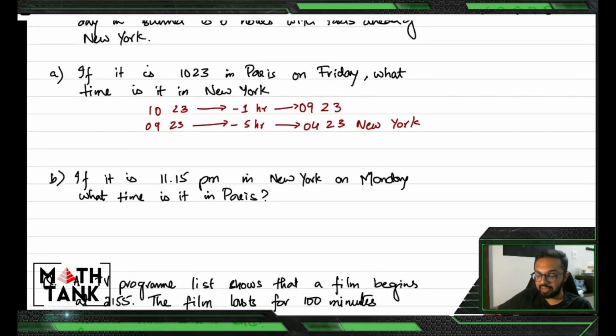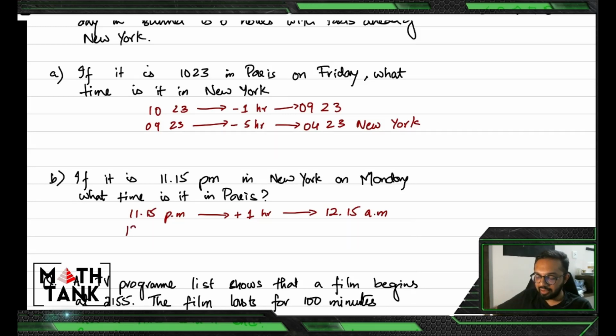Then it says if it is 11:15 p.m. in New York on Monday, what time is it in Paris? Okay, so Paris is ahead. So I need to now start adding. I need to add 6 hours. Now this gets a little tricky here. Let's look at this. When I add 1 hour to it, it becomes 12:15 AM. I've gone on to the next day. So the next day must have started in Paris.